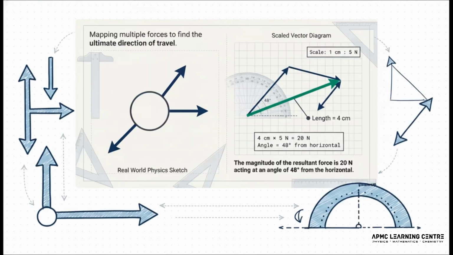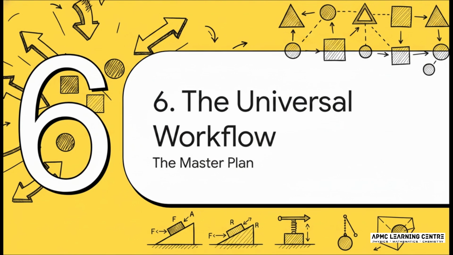So in this example, we've got 3 different forces all pulling on an object. What do we do? We just chain them up, head to tail, one after the other. The direct path from our origin point all the way to that final arrowhead, that's the resultant. We just measure its length and its angle to find the net effect, a single force of 20 newtons acting at 48 degrees. Easy.